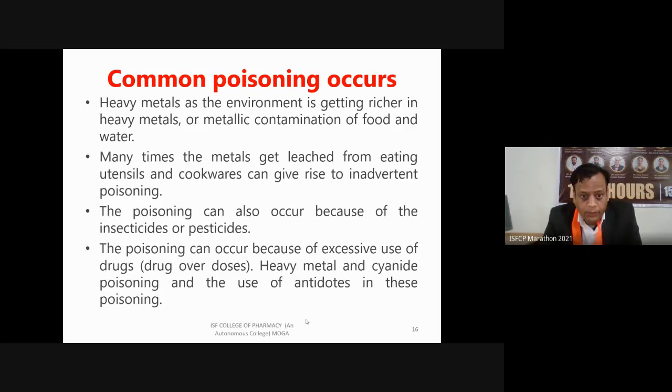The poisoning can occur because of excessive use of drugs. Drug overdose is also an important factor that can bring various poisonous substances into our body. Heavy metals and cyanide poisoning, and the use of antidotes in these poisonings. Heavy metals and cyanide are poisonous substances, as is the excessive use of drugs. There are various antidotes also available for poisoning from an overdose of drugs.